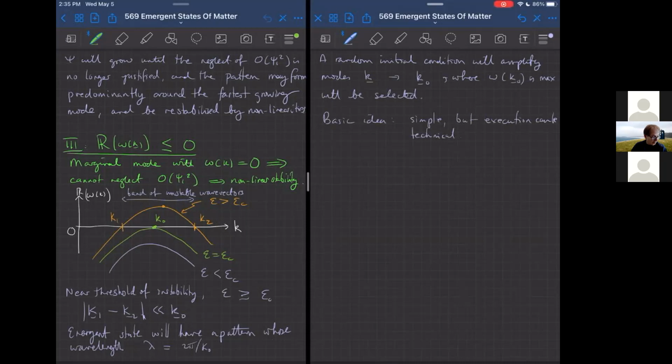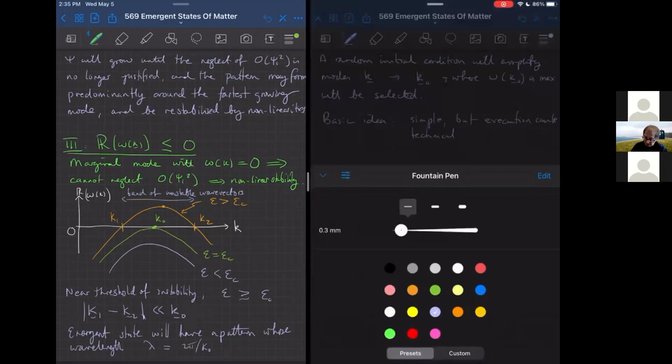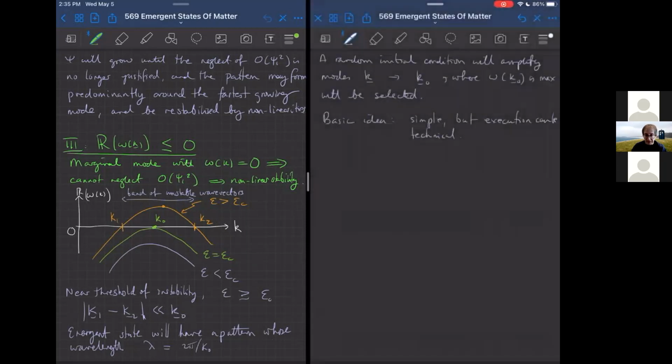So what we're going to do now is we're going to go back to our linearized equations of motion, and we're going to do the calculation. And I don't want you to really worry too much about the algebra. I want you to just make sure that you understand roughly what I'm doing. So the next thing we're going to do is apply this formalism to the convection problem.